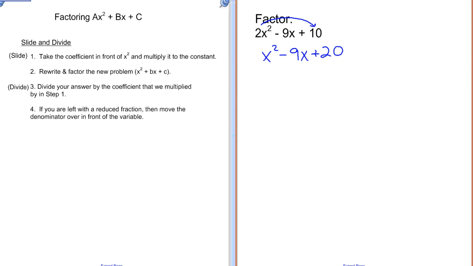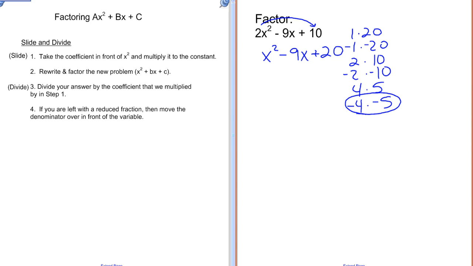So I need my factors of 20 that come out to equal negative 9. So 1 times 20, negative 1 times negative 20. Okay, those don't work. We've got 2 times 10, that would make 12. Negative 2 times negative 10 would make negative 12. We've got 4 times 5 is 9, but I need negative 9, so that would mean negative 4 times negative 5 is going to be my factors. That equals negative 9. So we're going to go x minus 4 and x minus 5.